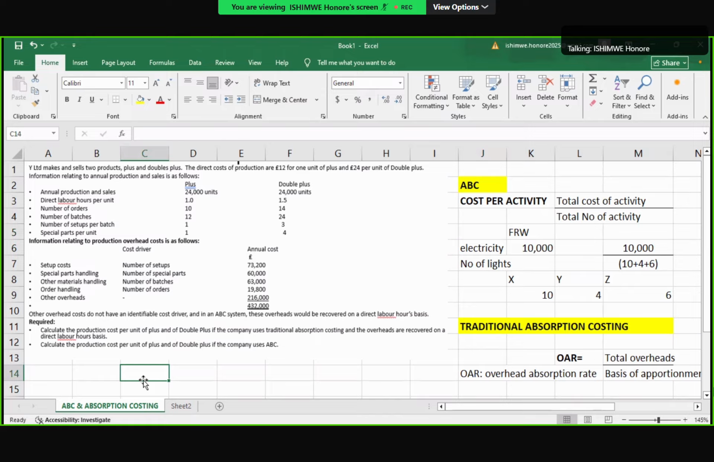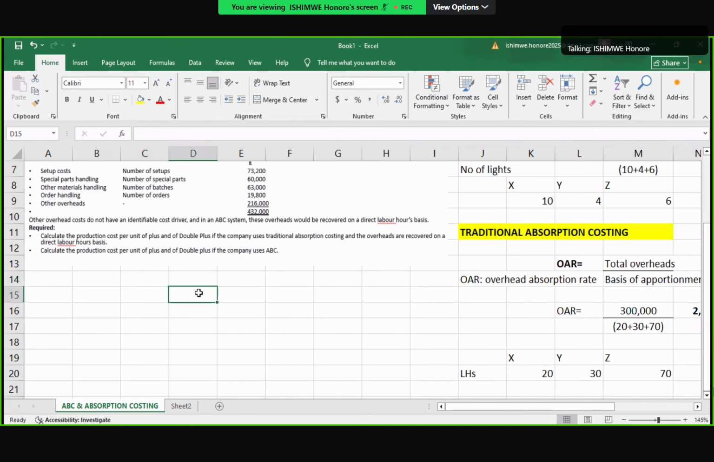Then they said number two, calculate the production cost per unit of Plus and of Double Plus if the company uses ABC. This is activity-based costing. Now what we're going to do, you need to just determine cost per unit. Let me remind you something. Whenever the examiner is asking you what should be the cost per unit of this product, they're requiring you to determine the cost of a product. Remember, it is what we are learning now by using different approaches.